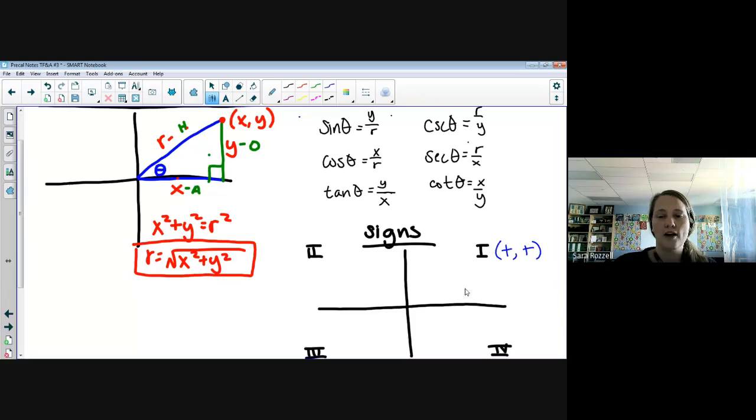So in quadrant 1, they are both positive, right? You agree with me? All right, quadrant 2, x is negative and y is positive. Quadrant 3, they are both negative. In quadrant 4, x is positive, but we're underneath the x-axis, so y is negative, sorry.